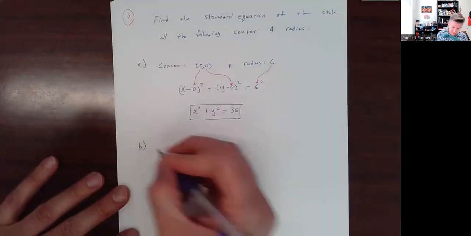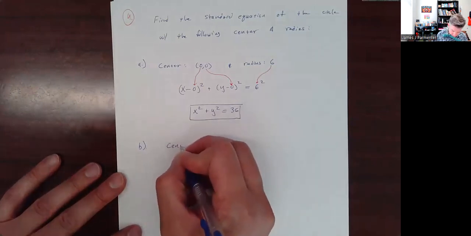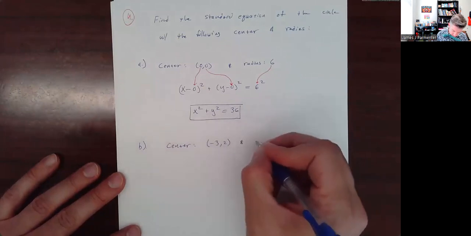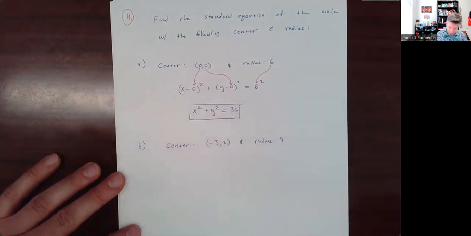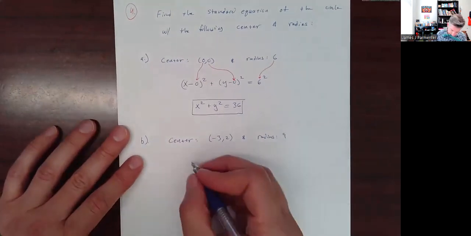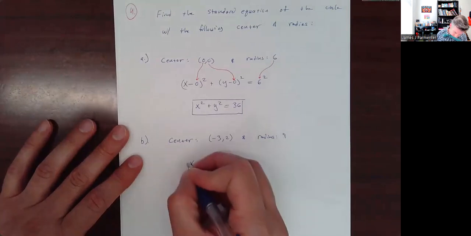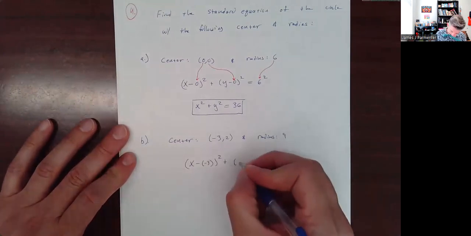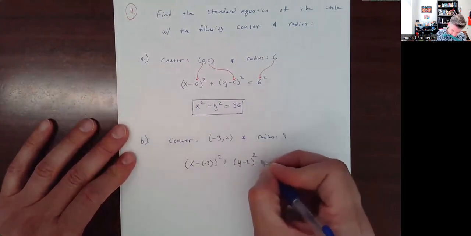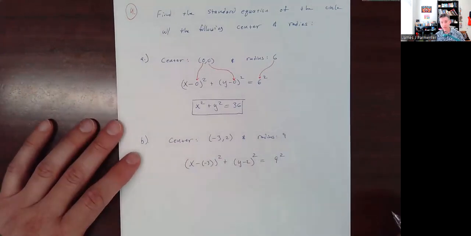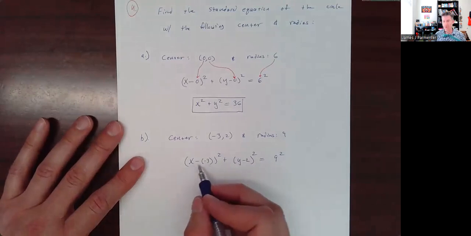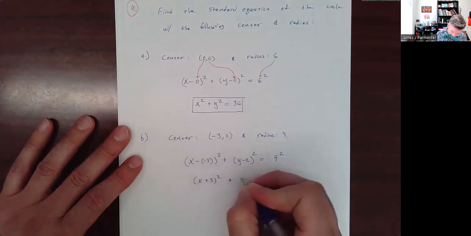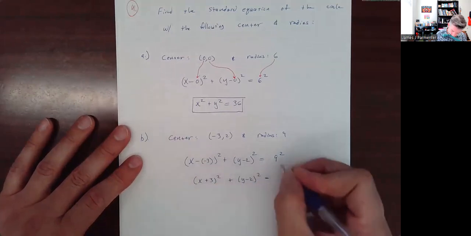Let's look at another example. We want to find the equation of the circle whose center is -3, 2, and the radius is 9. Same deal. I'm going to do x minus the x coordinate, and then square that. Plus, don't forget the plus is necessary here. y minus the y coordinate squared equal to the radius squared. The only simplifying we want to do here is we don't really want to write minus -3. I would prefer to write this as x plus 3 squared plus y minus 2 squared equal to 9 squared, which is 81.